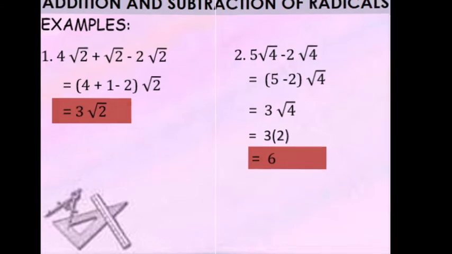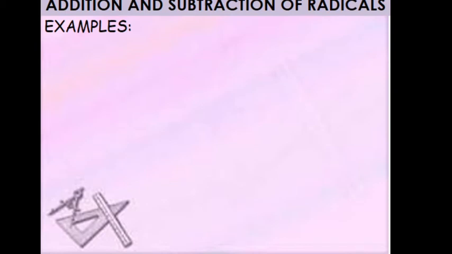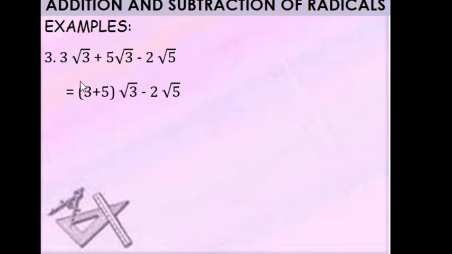Okay, another example. So we have 3 square root of 3 plus 5 square root of 3 minus 2 square root of 5. So dito naman, meron tayong magkatulad na radical and merong isang naiiba. So ibig sabihin, ang pwede lang nating i-add is itong magkaparehong radical and that will become 3 plus 5 square root of 3 minus 2 square root of 5.